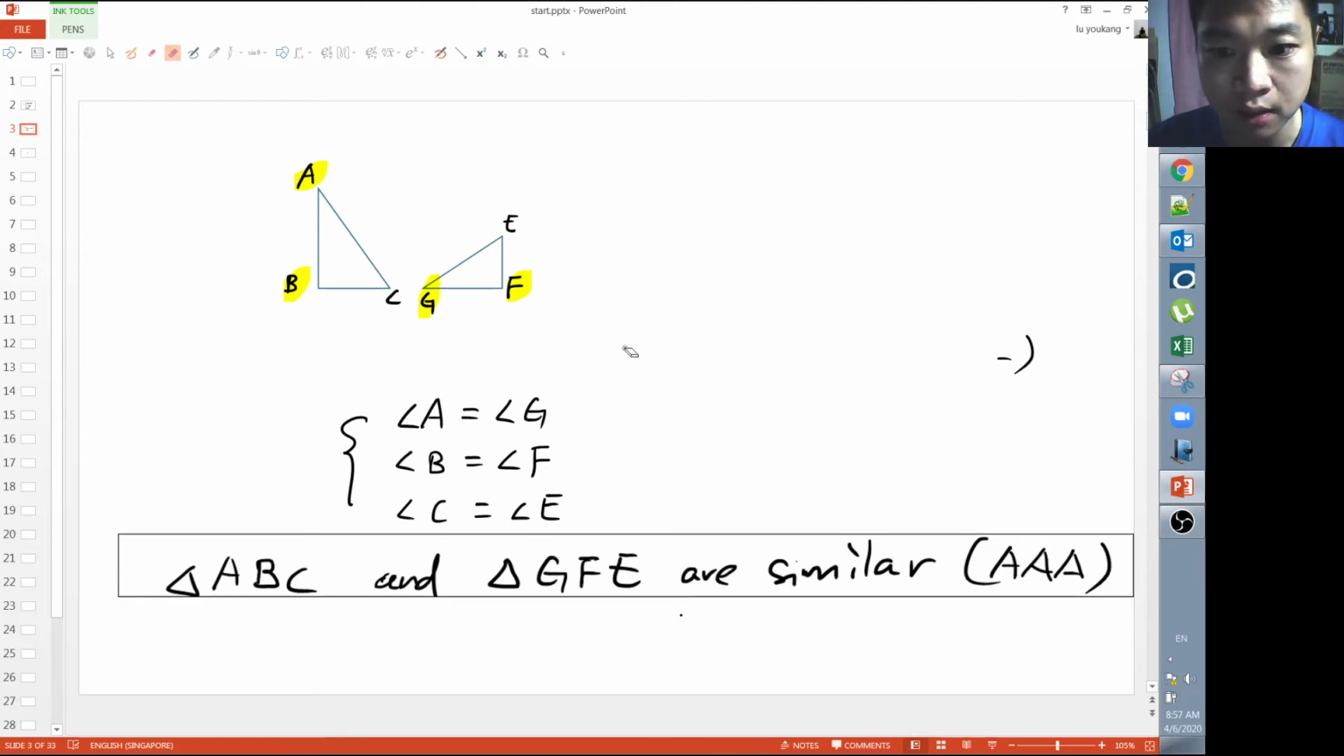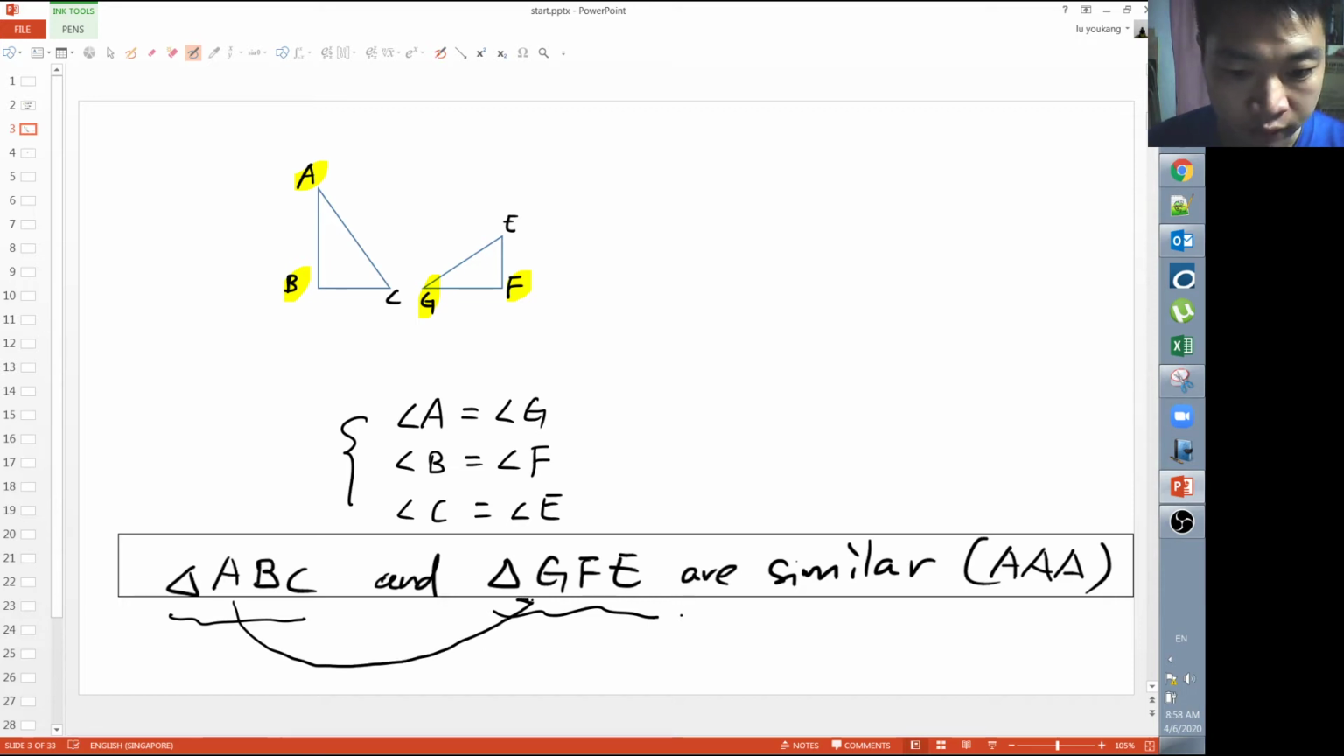So remember the flow of your solutions, okay. The flow is to first start off with the conditions, and then write your statements next. And when you write your statements, make sure this triangle and this triangle are matching each other point to point. Like your A should match with your G, and then your B should match with your F, and your C should match with your E, okay.